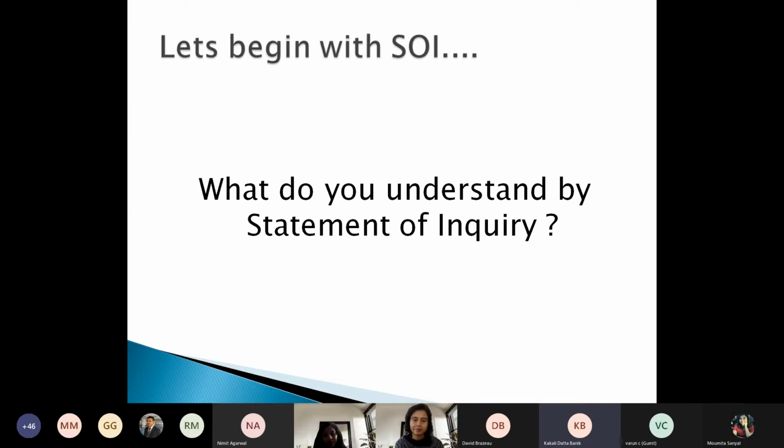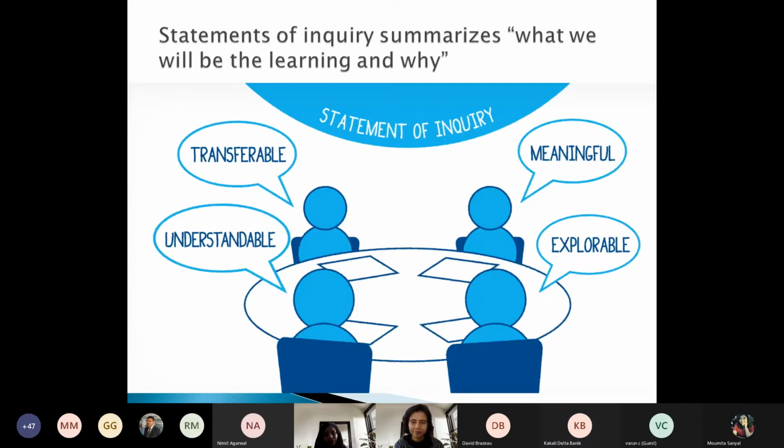Absolutely. I totally agree. And that's why the statement of inquiry is that single central statement that captures what students will be learning and why. Everything in the unit should be aligned to support that statement of inquiry. It should be meaningful, it should be succinct, it should be understandable to the teachers, of course, but to the students as well. And most importantly, it is transferable to other units and to other subjects also. Not only within the group, but it goes beyond the subject group as well. So today we will be formulating a step.